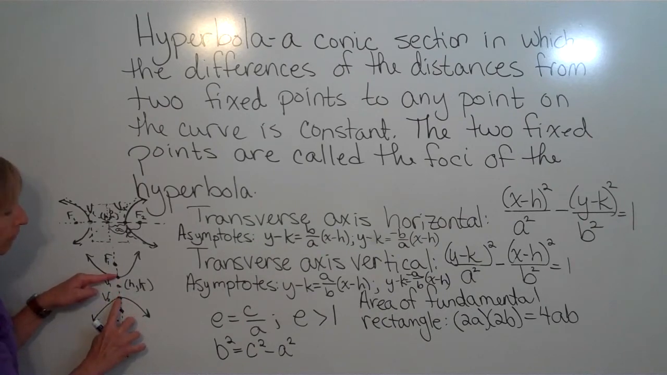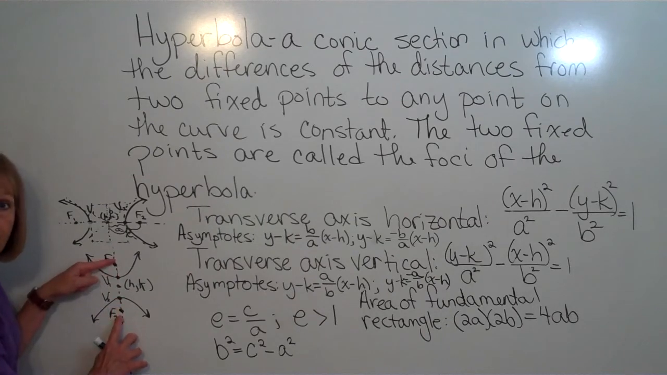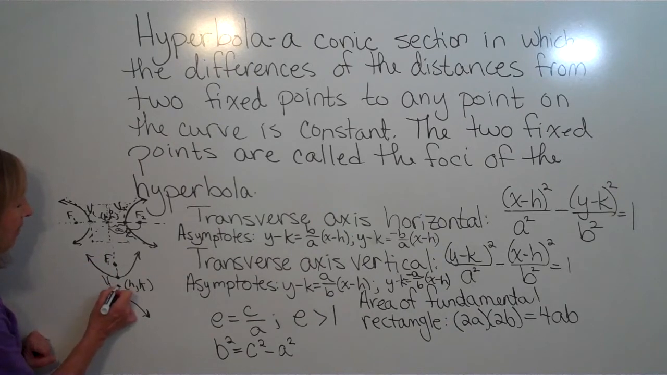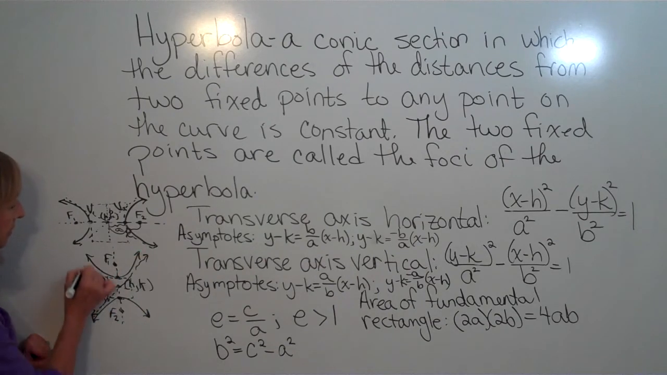My vertices are above and below the center. My foci are still above and below the center as well as the vertices. And if I find the b value here, you're going to get your fundamental rectangle. You can extend the diagonals for your asymptotes, and then that gives us the diagram.